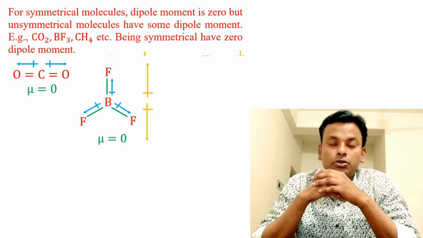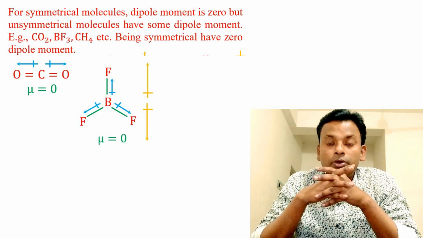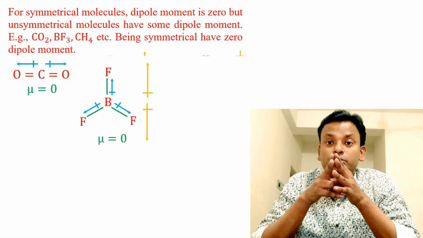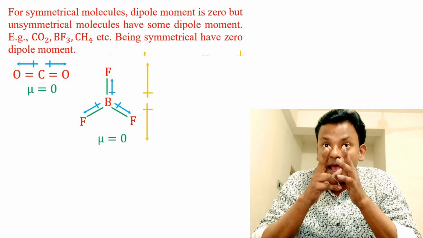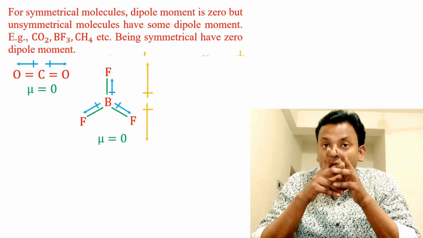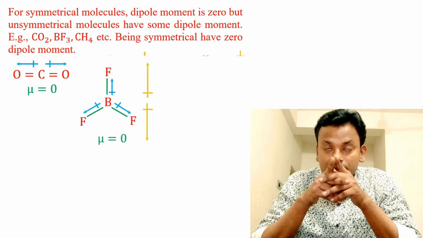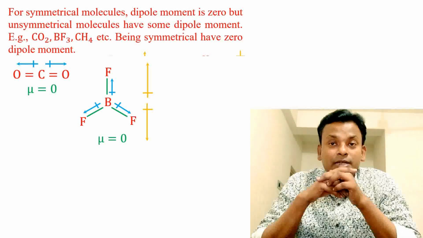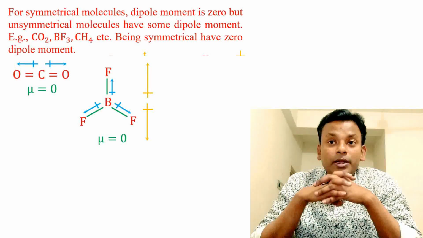In the BF3 molecule, the dipole moment is zero. Boron is positively charged, 3 fluorine are negatively charged. We know that dipole moment indicates positive towards the negative. So the one BF bond shows a dipole moment on one side, and the other two BF bonds give a residual dipole moment, and the overall dipole moments are opposite in direction, so the dipole moment is zero.